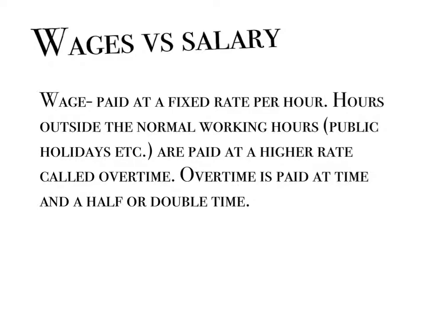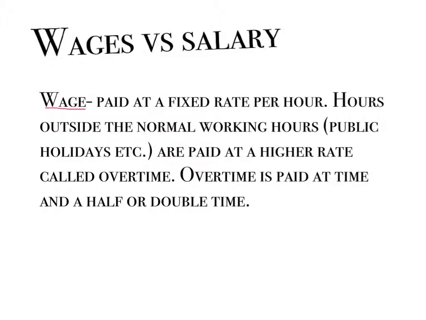Income. Okay, first we're going to have a look at the difference between wages and salaries. If you receive a wage, that means you get paid at a fixed rate per hour. People in retail, fast food and hospitality, standing behind a counter at McDonald's, get paid a certain amount per hour, depending on however long you work. So, you're paid at a fixed rate per hour.